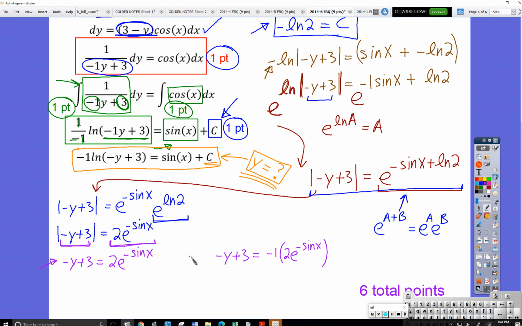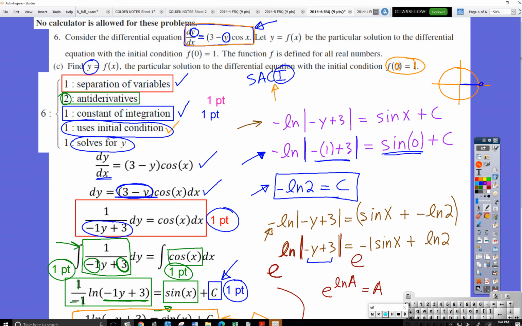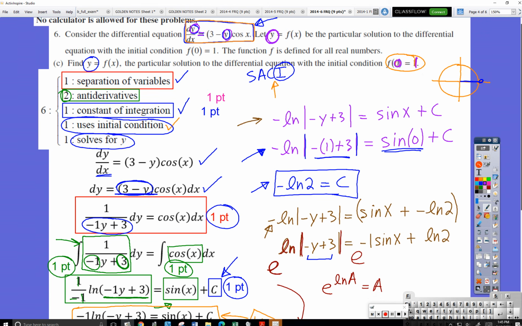To determine which of these two answers is correct, remember, we're trying to find an equation of y equal. We're looking for a y equal equation that if we plug that y into here, this differential equation would be true. But we're also looking for a y equal equation so that when we plug 0 in for x, the y value is 1. So we're going to use that now.